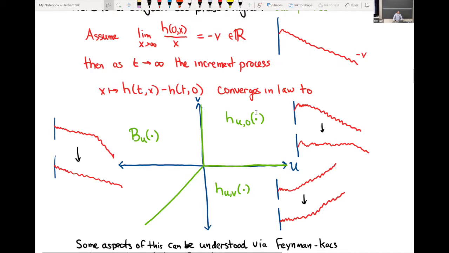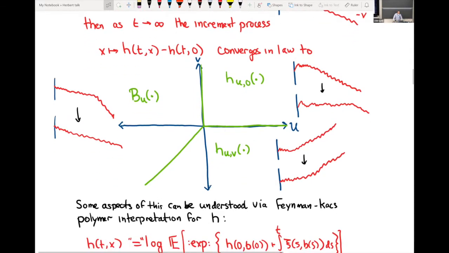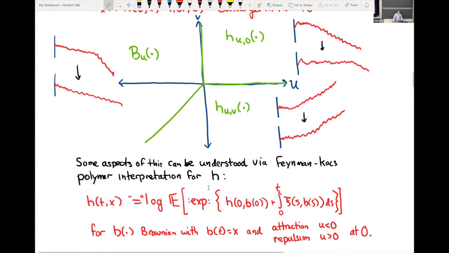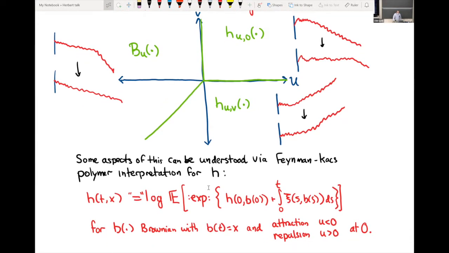Now, I haven't told you what this HU0 or HUV is, and I will in just a moment. But let me tell you at least why this is a reasonable phase diagram. And this is not a proof of it. But you can get a sense as to why this might be a reasonable phase diagram, at least that you might have these effects, from the Feynman-Kac interpretation for what solving the KPZ equation means.